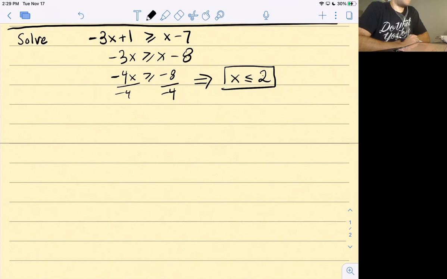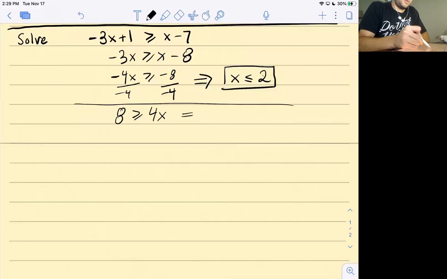Oh, yes. You can do addition. I would personally probably do addition because, like I said, I don't like dividing by negatives. So you could also have done it by adding the 7 and adding the 3x. You could do it like this. And then that would give you that 2 is less than x, which is the same thing as these are the same.